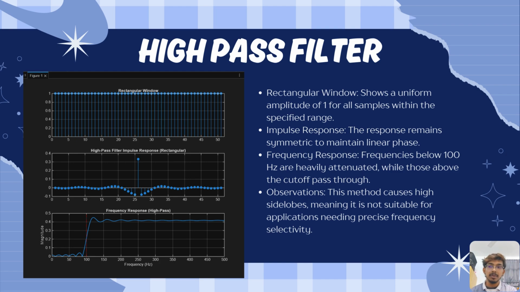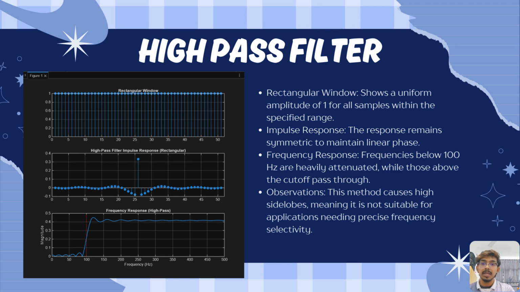Okay, now we move to the slide about the high pass filter result. Now we can see the high pass filter result of the rectangular window. The first one is the rectangular window for the high pass filter, the second one is the high pass filter impulse response, and the last one is the frequency response. So firstly, I want to talk about the rectangular window.